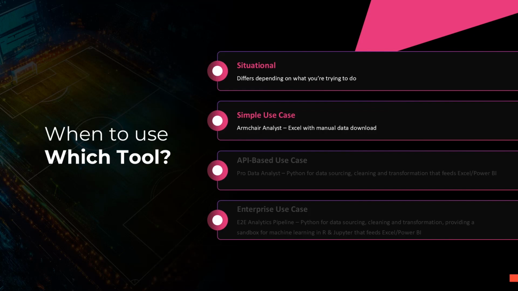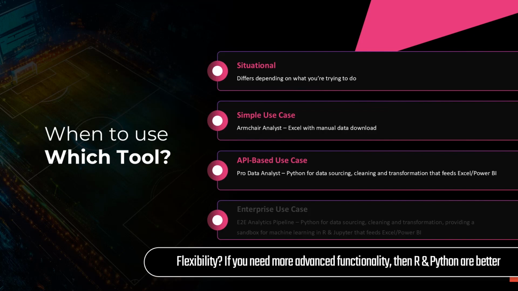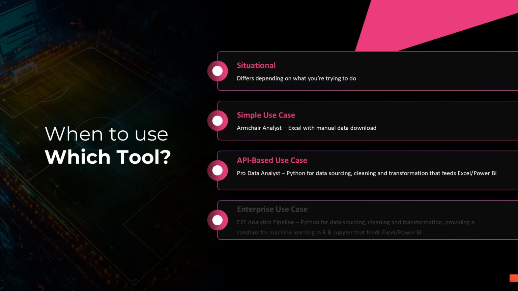Power BI is also user-friendly, but requires some initial setup. The next one is flexibility. If you need advanced customizations, R and Python are the best choices. They allow you to tailor visualizations to your specific needs, such as overlaying shot locations on a hockey rink or creating player heat maps.